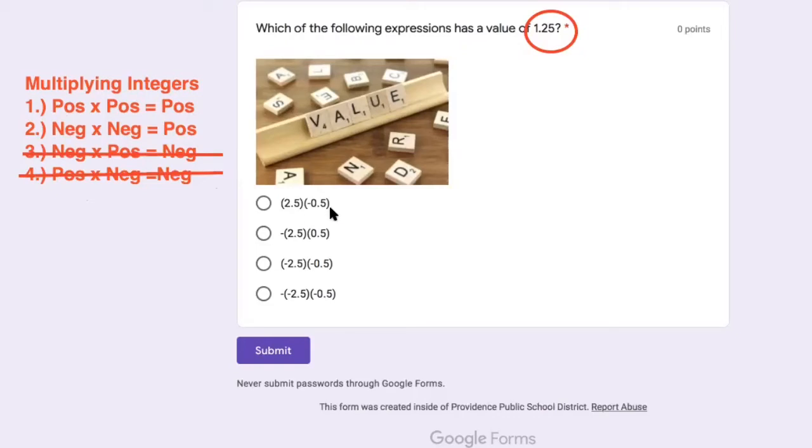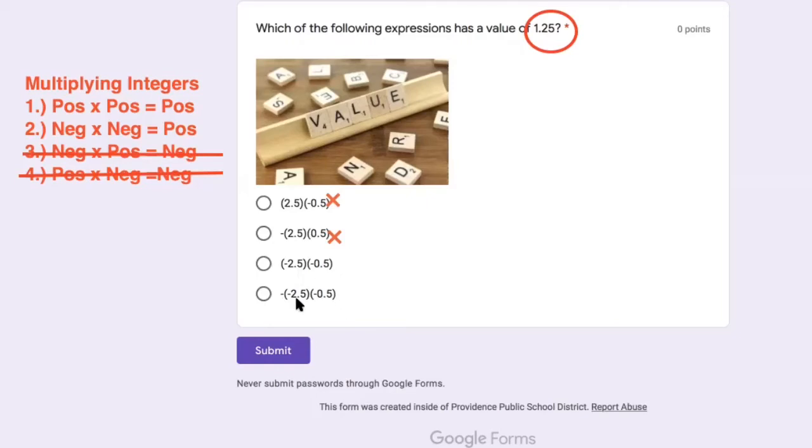Here we have a negative and a positive, so that's not going to work. Here again, we have a negative 2.5 and positive 0.5 or 5/10. That doesn't work. Here we have a negative times a negative, and that's a positive. That looks like it works.